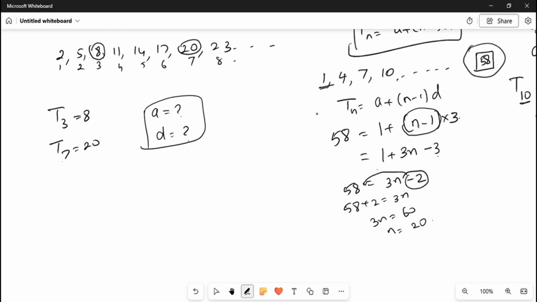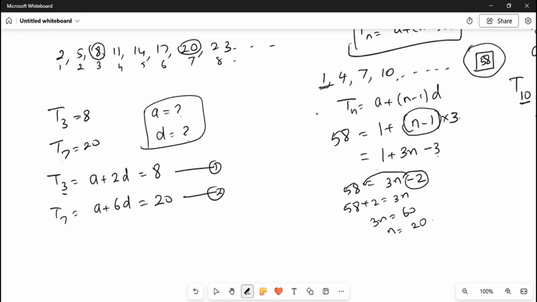You know T3. T3 is written as A plus n minus 1 into D. N here is 3. 3 minus 1 is 2. So A plus 2D is the third term. But it is given as 8. Similarly, T7 is A plus 7 minus 1 into D. 7 minus 1 is 6. That is 20. Now you have two equations, equation 1 and equation 2. These are called simultaneous equations.